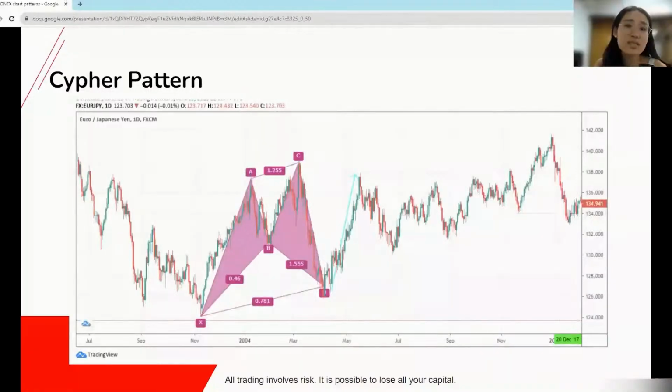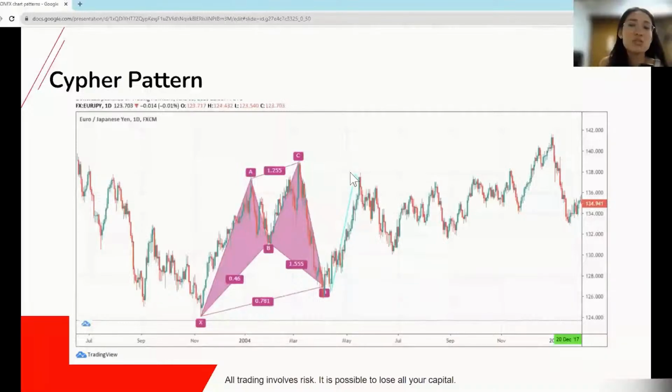Okay, so here is what a cipher pattern looks like on the chart. You can see it's a little bit more difficult to identify because you would need to take note of the numbers, but ultimately the theory behind it is still the same. After it breaks out of this cipher pattern, we are expecting it to move upwards. After it breaks out of this B shape here, or rather this neckline, once it breaks out of it, that's our potential reversal zone, right?